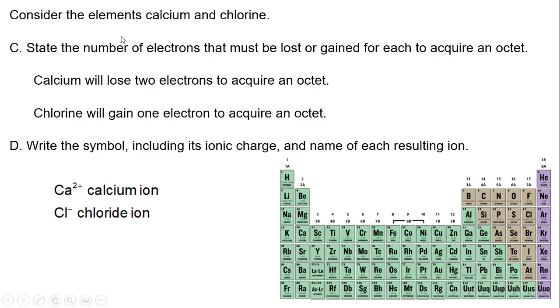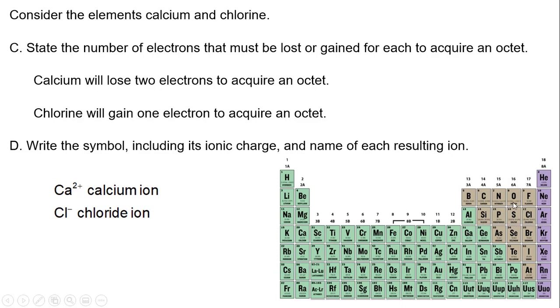Okay. C, state the number of electrons that must be lost or gained for each to acquire an octet. So calcium, as a board game, goes backwards, 1, 2. It will lose 2 electrons to acquire an octet. Chlorine, as a board game, will go forward 1. So it will take in an electron. So it needs 1 more, because 1 plus 7 equals 8. 1, 2, 2 plus 6 equals 8.